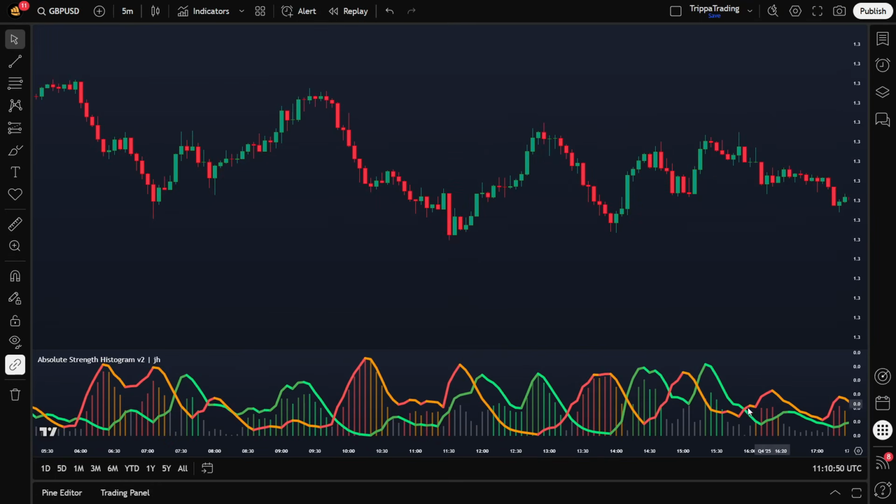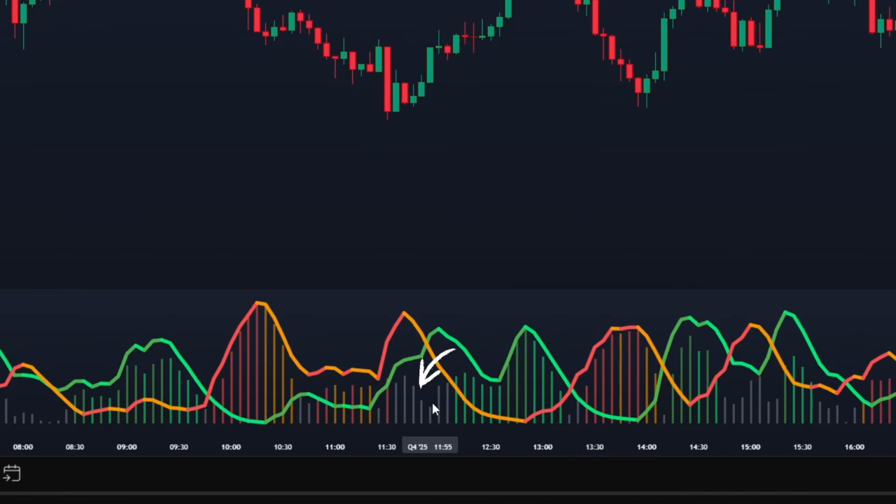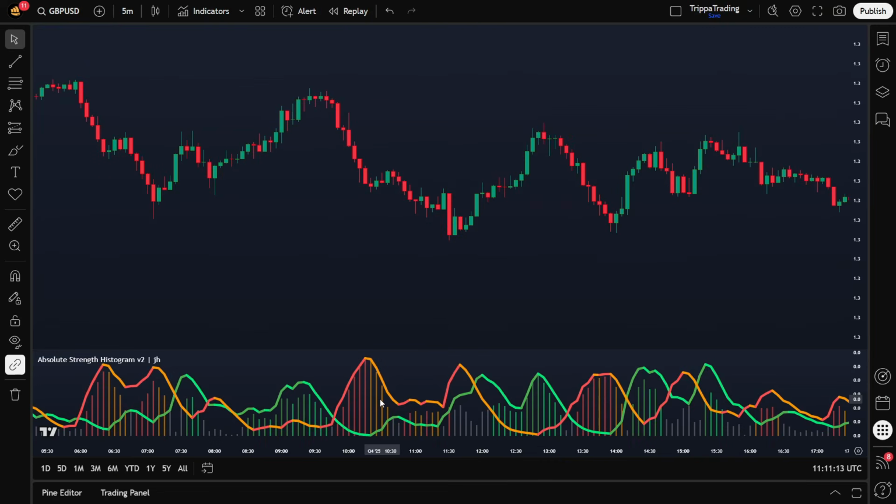The color shade tells you if momentum is growing or fading. The dark colors mean momentum is increasing. Light colors mean it's slowing down. There's also a background histogram that shows overall market strength. Gray means the market is flat. Green means price is pushing up strongly, and red means strong selling pressure. It gives you a clear visual of who's in control right now.